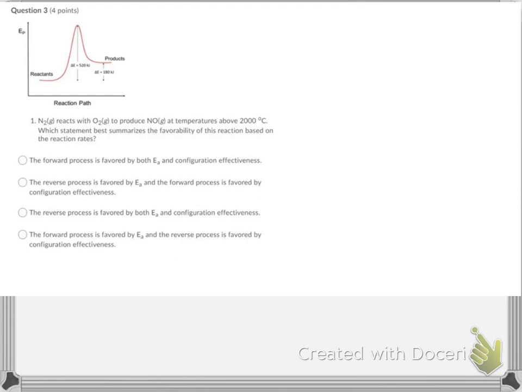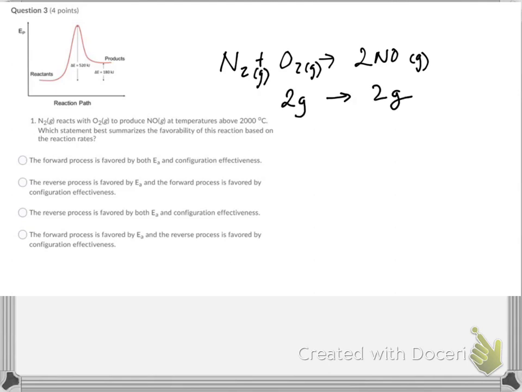Right, so N2 plus O2 reacts with NO, and then we want to know something about the activation energy and the configuration effectiveness. Right, to determine the configuration effectiveness, we have to write the balanced chemical reaction with their phases. And what we see is we have two gas particles reacting with two gas particles in both the forward and reverse direction.